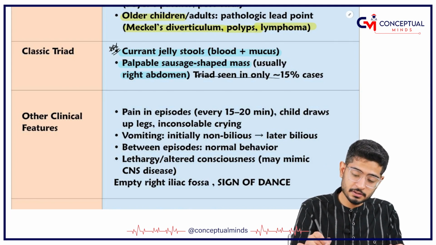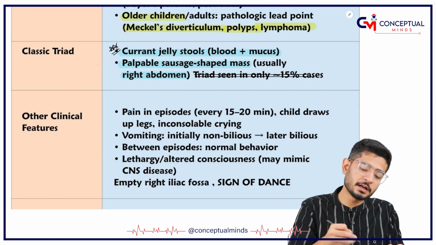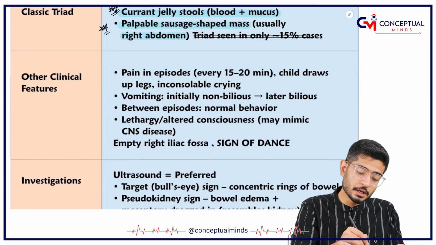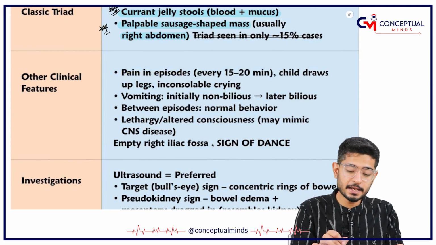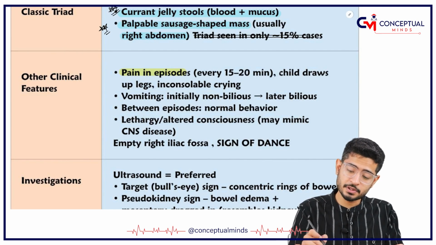Now this triad, forget it. This is not very important nowadays. Actually, it is not seen in most of the cases, so that's why I leave this triad. But then Currant-Jelly stool is going to be there, and a palpable sausage-shaped mass is going to be there. Now, of course, because of the obstruction, there's going to be pain. So there will be pain episodes that are going to occur, and in order to relieve the obstruction, the child is going to draw up the legs.